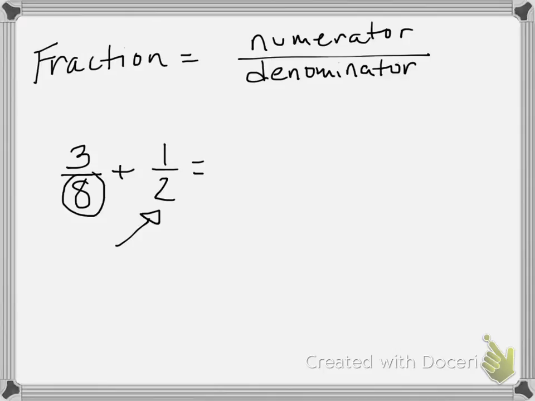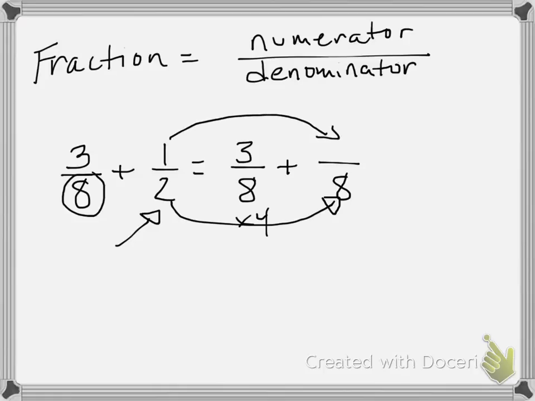Now for the first number, it doesn't change. 3/8. But my second number is going to change. Let's see. How do I go from halves to eighths? How do I go from 2 to 8? Well, I multiplied by 4. So I need to do that same thing to my top number. I need to multiply by 4. So now 1/2 becomes 4/8.